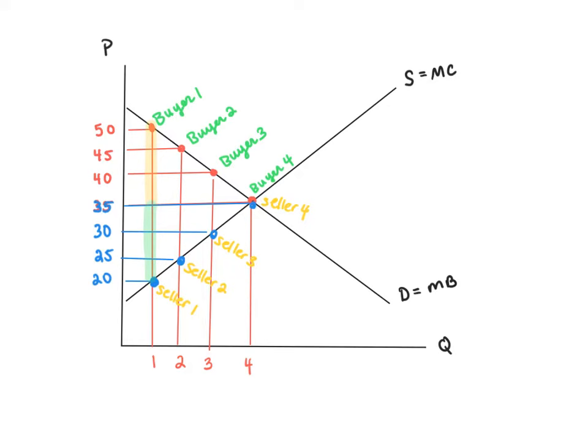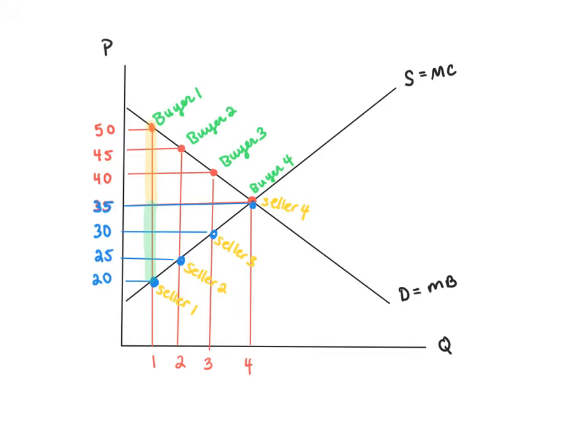total surplus. The same thing can be true when we see Units 2 and 3 being sold and bought as well. For Unit 2, the price Buyer 2 is willing and able to pay is more than the price Seller 2 requires to sell the good. Any price between these two values, so 45 and 25, would represent a win-win situation where Buyer 2 enjoys a consumer surplus by being able to pay less than he was willing to pay, and Seller 2 enjoys a producer surplus by charging more than it needed to charge.